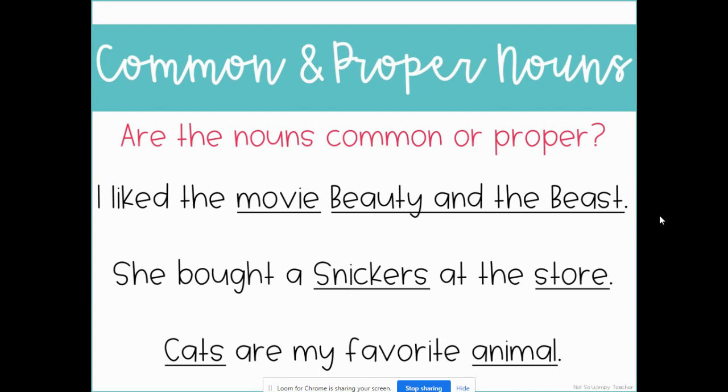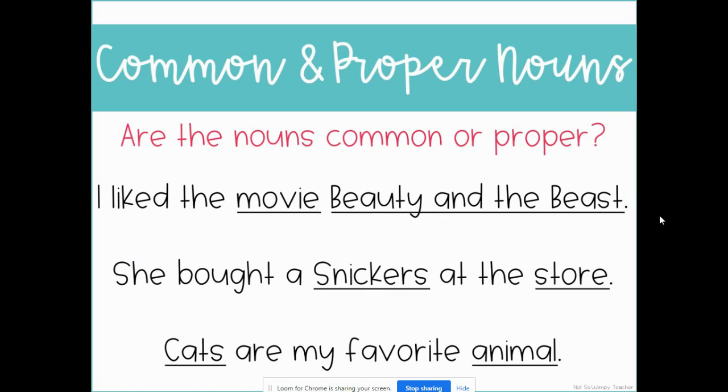Okay. So the next question says, are the nouns common or proper? So we're going to look at the first sentence. I liked the movie Beauty and the Beast. Are the nouns common or proper? So movie, that's a common noun. Beauty and the Beast, capitalized letters. Yes, that one's proper.